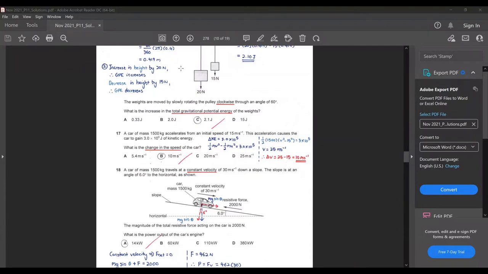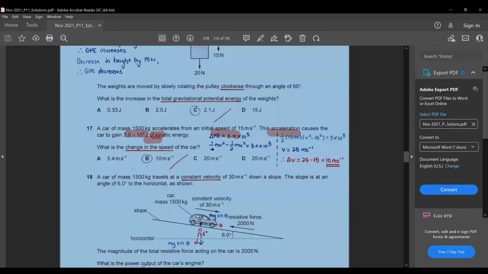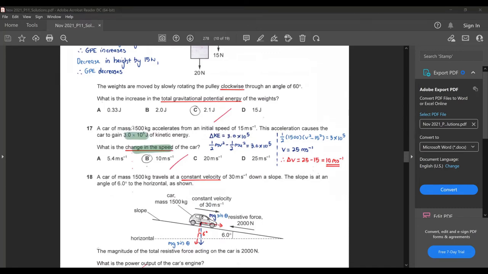Right. Okay. Now we are at question 17. You have a car of mass 1500 kg that accelerates from an initial speed of 15 meters per second. This acceleration causes the car to gain 3 times 10 power 5 joules of kinetic energy. What is the change in speed of the car? Okay. So they want you to find out the change in speed of the car, given that you know that you have a gain in kinetic energy of 3 times 10 power 5 joules from an initial speed of 15 meters per second. So we can actually do something like this.